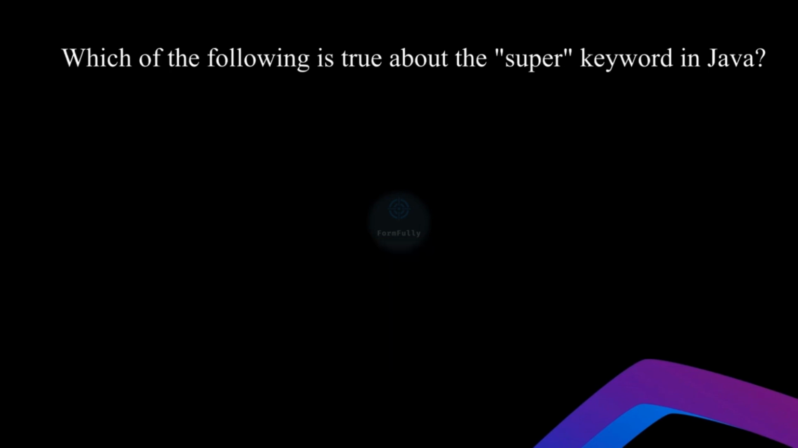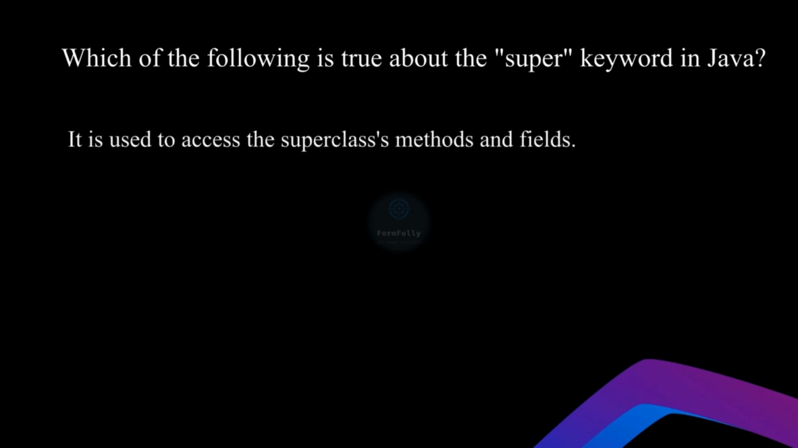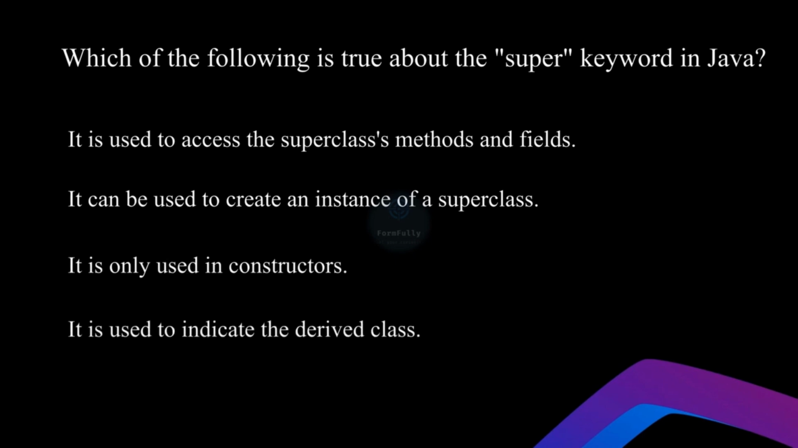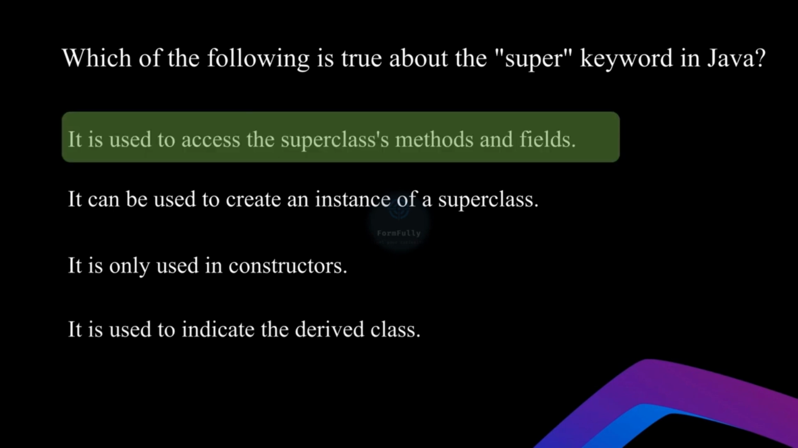Which of the following is true about the super keyword in Java? Options are: it is used to access the superclass's methods and fields. It can be used to create an instance of a superclass. It is only used in constructors. It is used to indicate the derived class. Here, option A is correct because the super keyword is used to access the superclass's methods and fields.